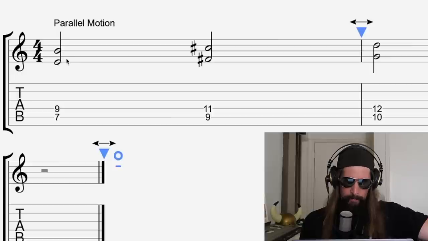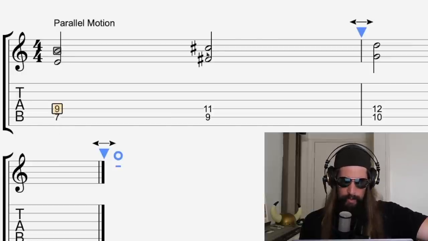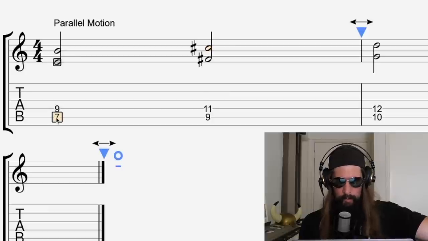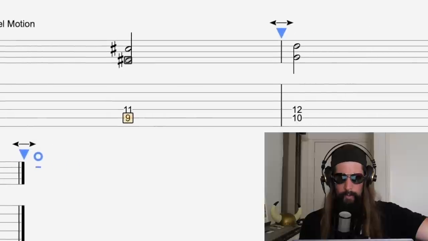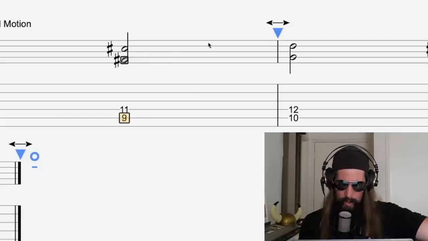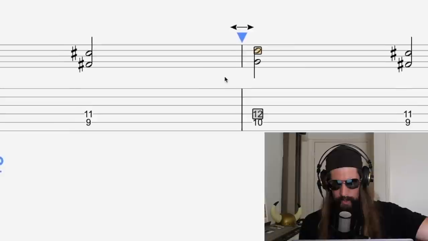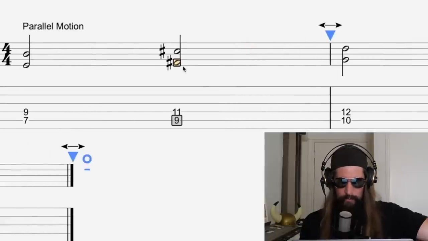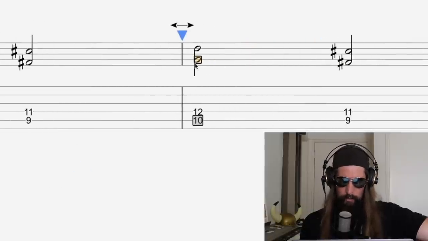Like if we look at parallel motion, this top voice goes from the note B to the note C sharp. That's a major second interval. And the bottom voice goes from E to F sharp. That's also a major second interval. So all of the intervals between the voices are exactly the same, and they're going in the same direction up, right? So the next one, C sharp, goes up to D. That's a minor second interval. And if you go from F sharp in the lower voice to G over here in the lower voice, that is also a minor second.